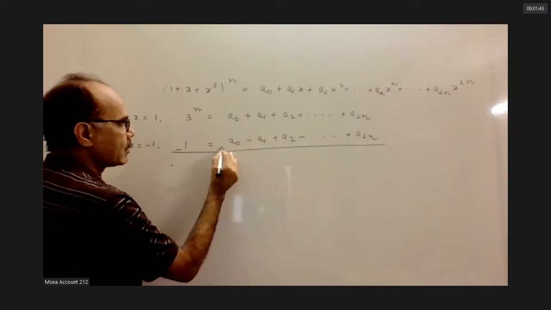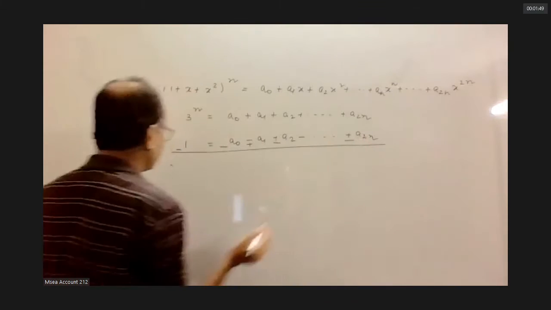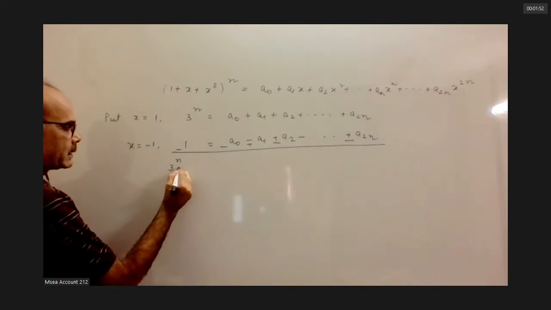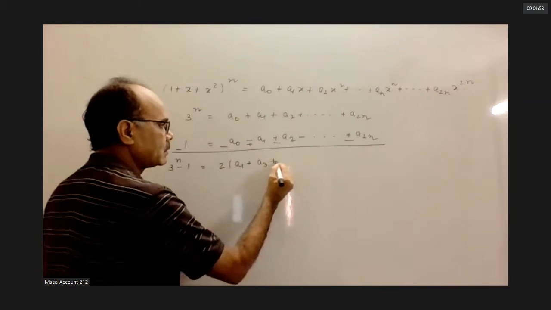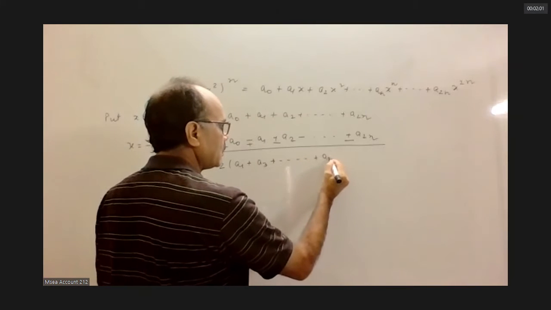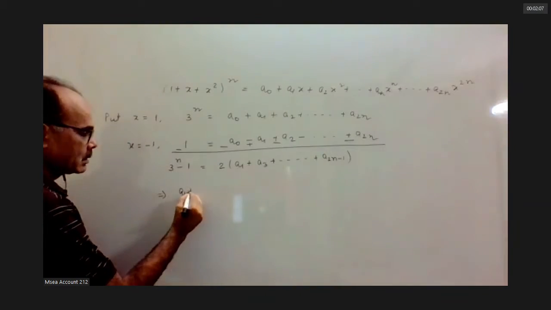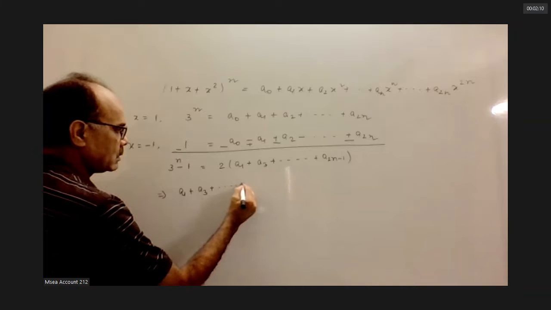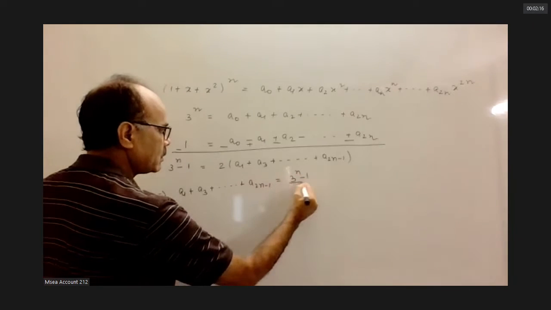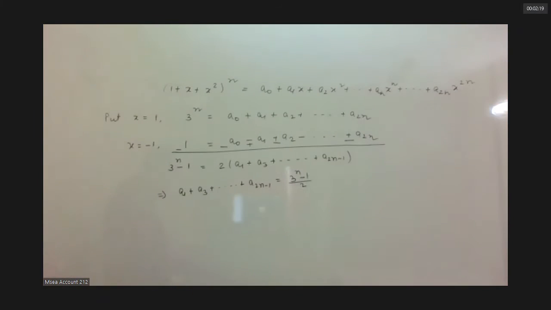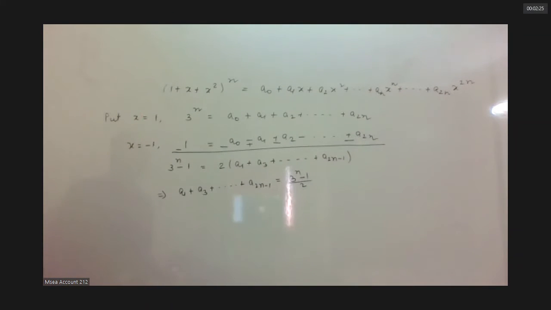To add up, subtracting, because we want a1 plus a3, the odd terms. To the power n minus 1 equals 2 times a1 plus a3 and so on, obviously 2^(n-1). From here we have the sum to the power n minus 1 by 2. Here you have completed the first bit, second bit over.